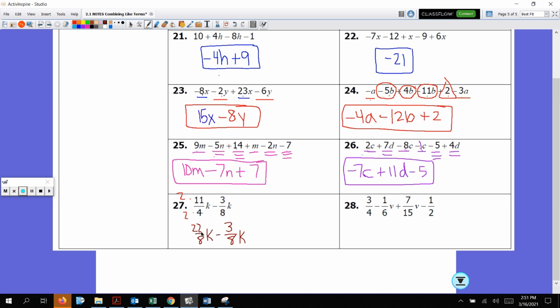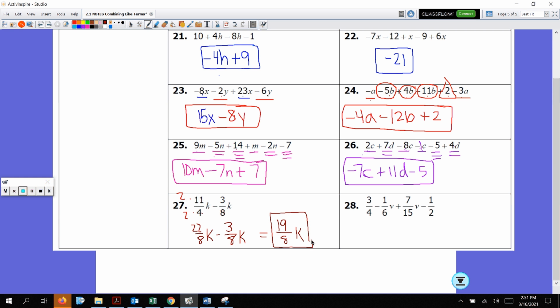Now I have 22 eighths k minus 3 eighths k. 22 minus 3 is 19. Keep the denominator 8k. Fabulous. That's lovely.